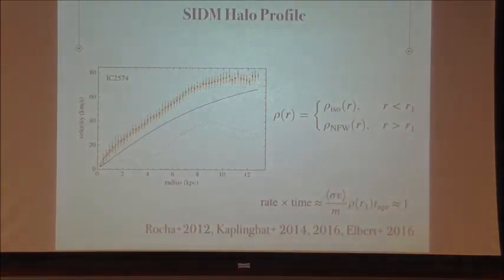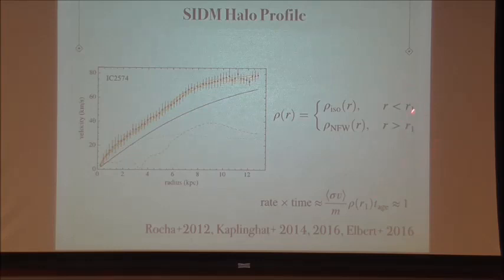So how do we model the SIDM halo profile? What's nice about SIDM is that it adds in self-scattering to the dark matter. So now the dark matter can exchange energy, it can thermalize, and it makes basically an isothermal velocity profile in the inner regions. So for the inner regions of the galaxy, it's going to be isothermal. And then in the outer regions, it's going to follow the NFW profile, this success story of cold dark matter.